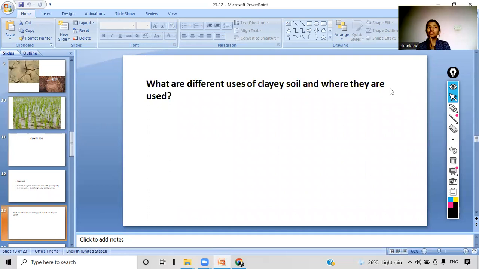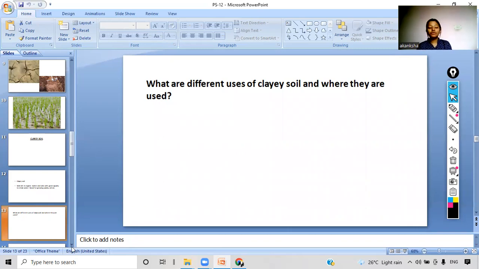The clay soil, we can use it for growing crops like wheat and paddy, as we just saw. And clay soil is also used for making pots, right? The utensils, the clay soil utensils. And we also make different craft materials with clay soil. So yes, you all answered it correctly.